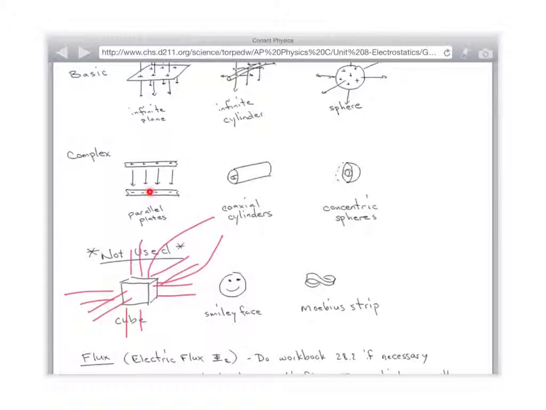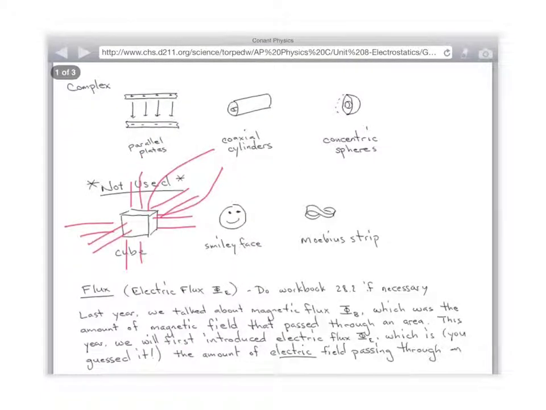Do you guys ever hear of flux? Yeah, we know what that is. What is flux? Do you guys remember this? It's when you have a magnet and you put a field. Last year you talked about only one kind of flux. It was magnetic flux. But the basic idea was this.